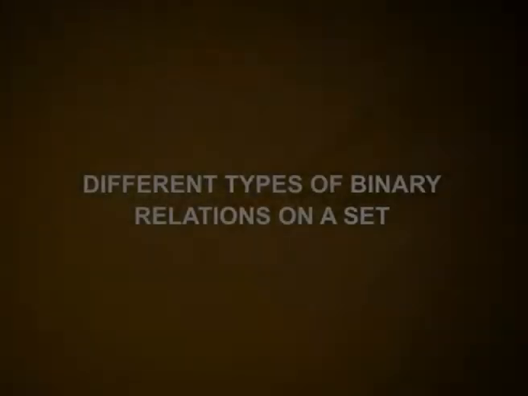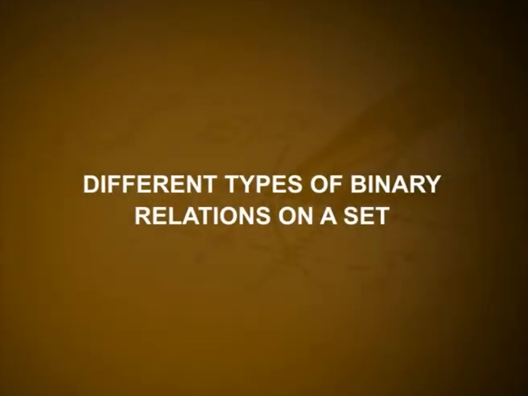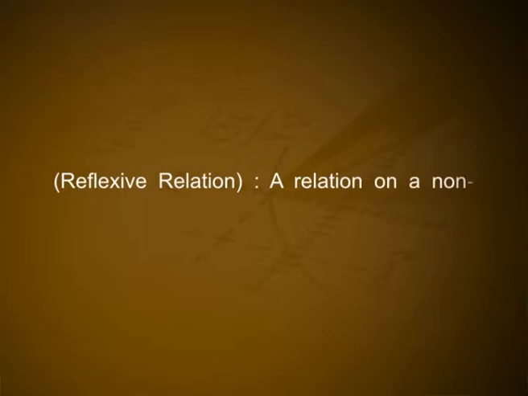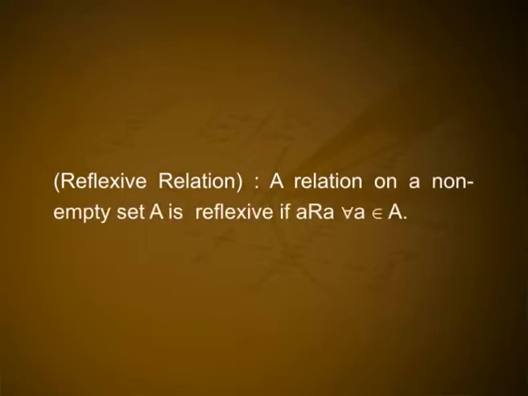We concentrate our discussion on relations on a set. It is clear that the corresponding relation table is square shaped. Different types of binary relations on a set. First, reflexive relation. A relation on a non-empty set A is reflexive if a is related to a for every a belonging to A.